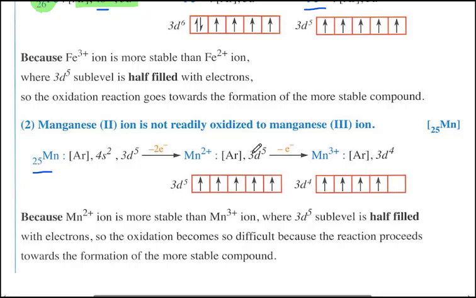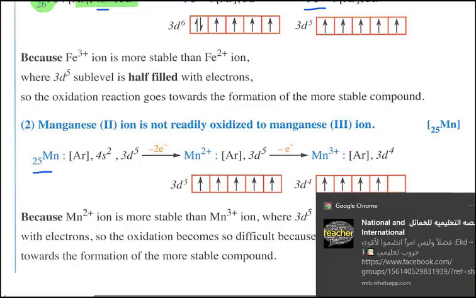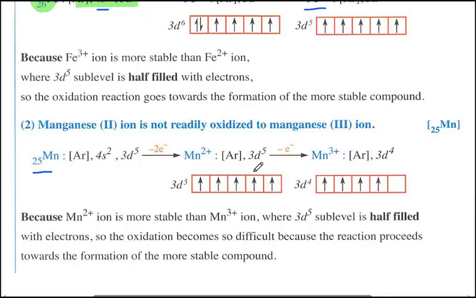When it is oxidized to manganese positive 3, the 3d sublevel is transferred from 5 electrons, which is half filled and more stable, into a less stable ion with 4 electrons in the 3d. So it is difficult for manganese, which has a more stable configuration with half filling of 5 electrons, to transfer to a less stable ion, positive 3, when the 3d sublevel is less than half filled, so it is less stable.